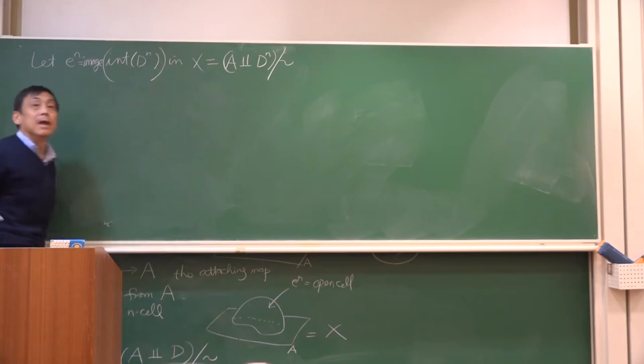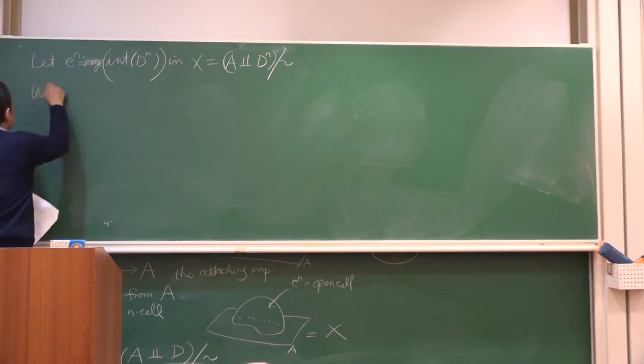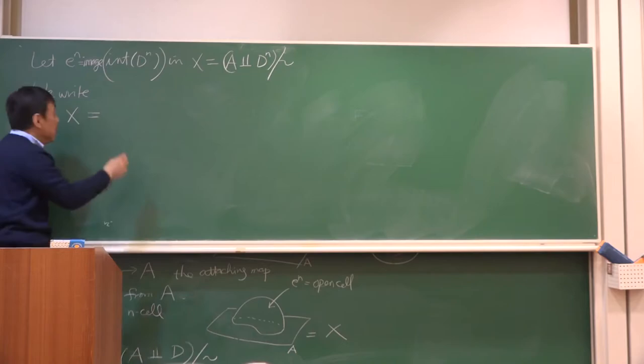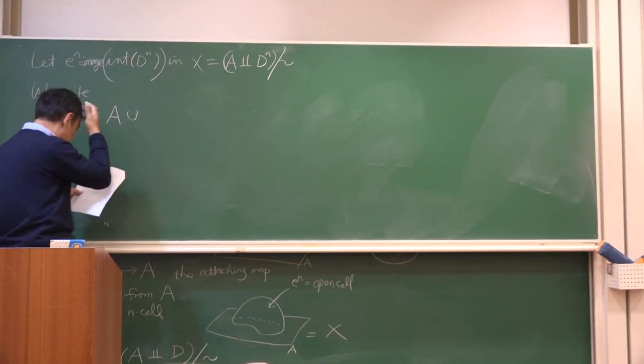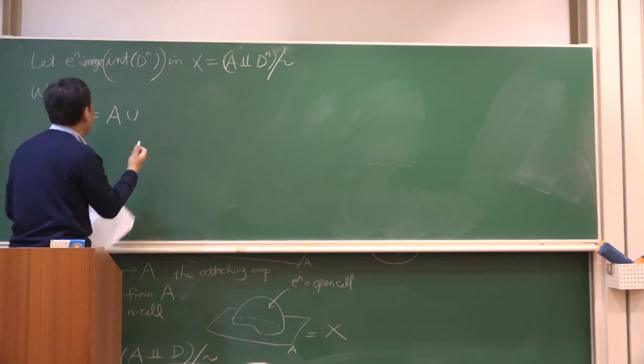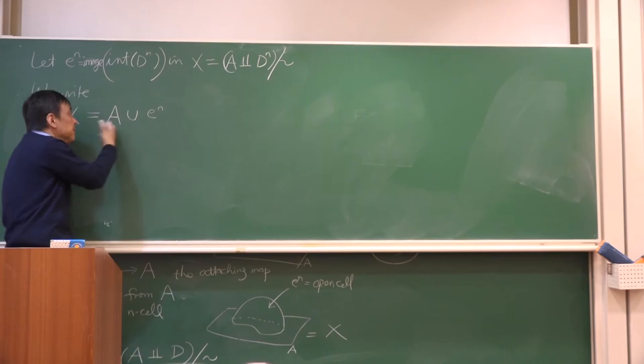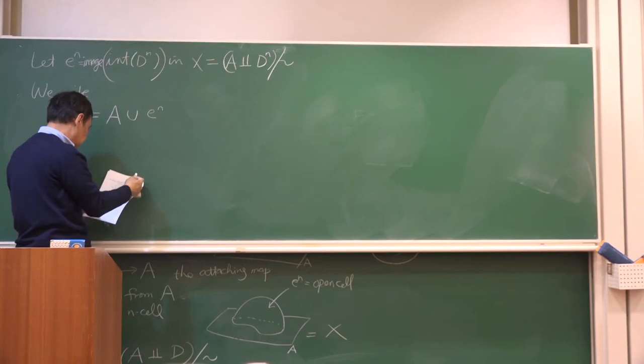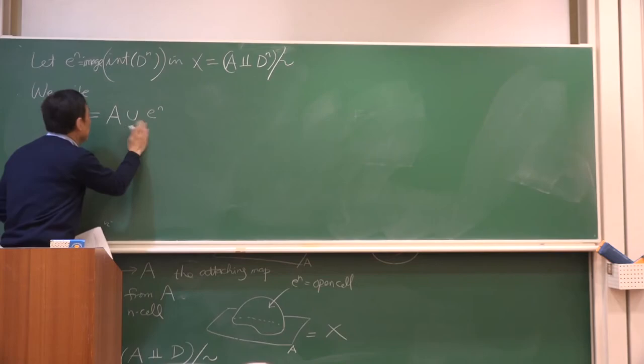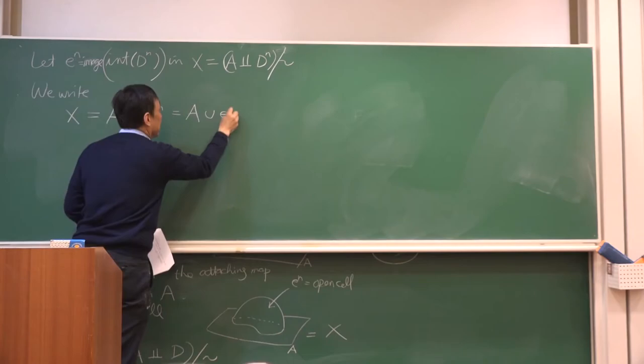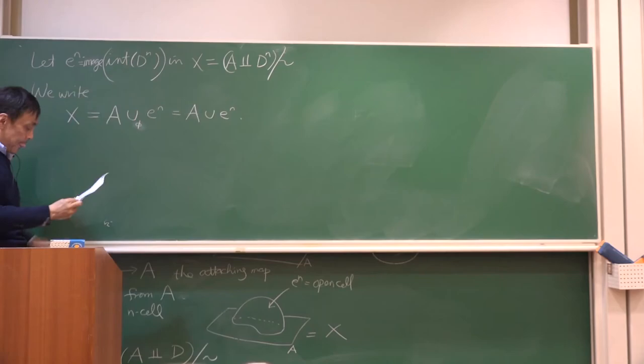This is our notation when we attach a cell. X is obtained from A by attaching e^n. Well, X is the union of A and e^n. Sometimes I put the attaching map phi there, but sometimes I don't. So I just write that. Now, that's when you attach a single cell.